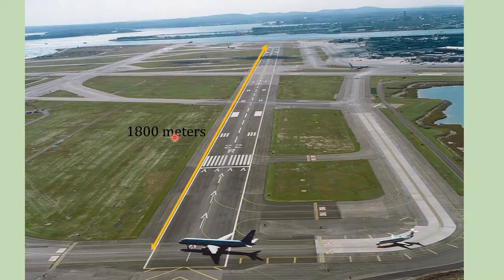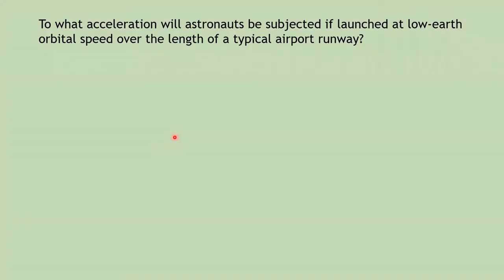Yeah. And let's ask ourselves, if you actually launched astronauts off a runway at low Earth orbital speed, you got them going from 0 to 8 kilometers per second from one end of a runway to the other, what kind of acceleration would they be subjected to? Because that's an important question. Let's find out if it's comfortable, much less survivable, or if it's survivable, much less comfortable. I forget which way I should say that.